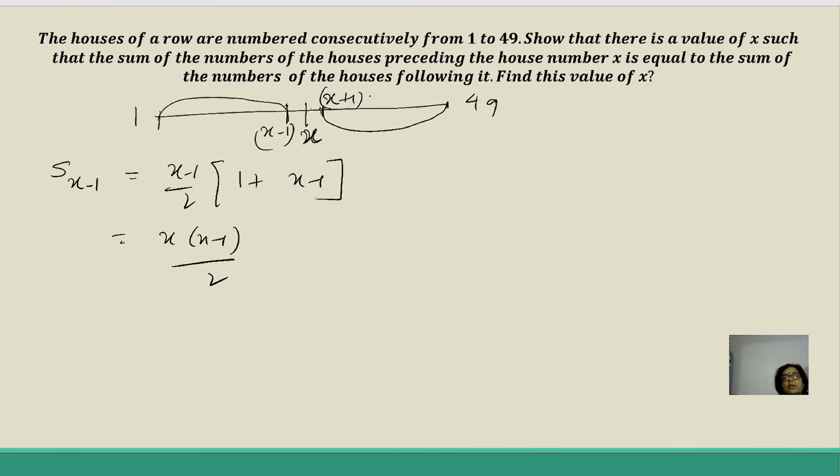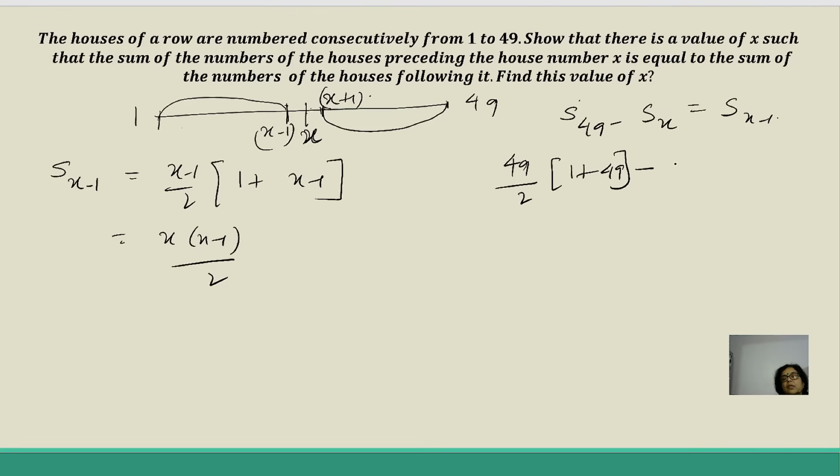Now for the number of houses after x, the sum of this can be obtained by taking the sum of all the house numbers, and from that subtracting the summation of x house numbers. So this will be equal to S49 minus Sx. And this obviously is equal to the sum of the houses preceding x. So that means this is equal to S(x minus 1). Now S49, what is S49 equal to? 49 by 2, 1 plus 49, using the formula n by 2, a plus l.